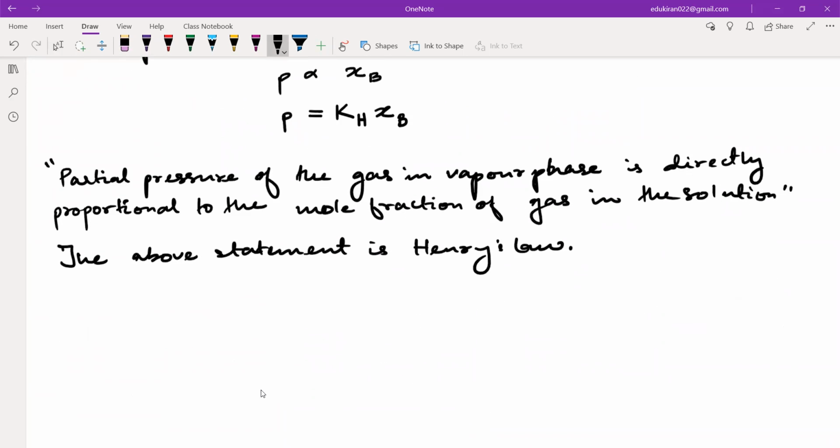Now let us look at the... Okay, what is this KH? This is Henry's constant. One minute, sir, can you go up? Wait a second.